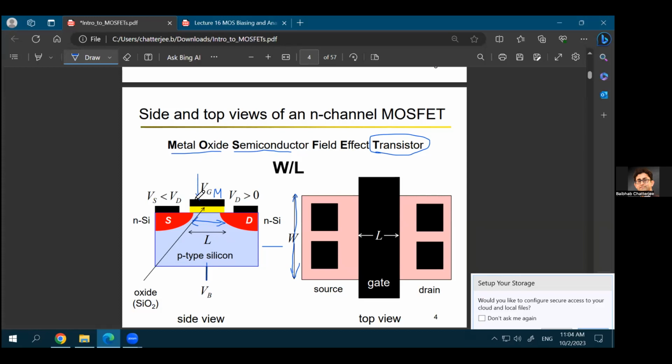And why is that? Because in between the gate and the semiconductor, there is an oxide insulator layer. So this yellow region is oxide, which means it's an insulator. It does not conduct current. So whenever you apply a voltage at the gate, no current will go through the gate.